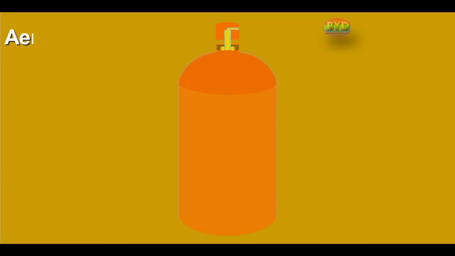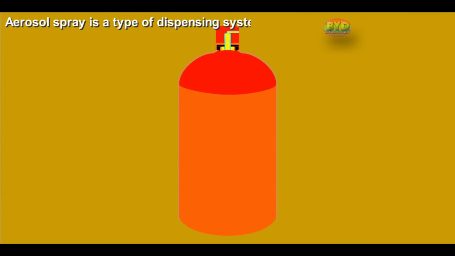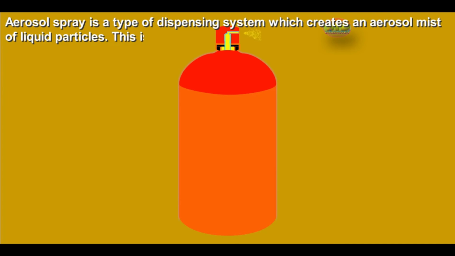Here I will attach one video. In this video we can understand the basic principle of how an aerosol paint spray works. So here we go.